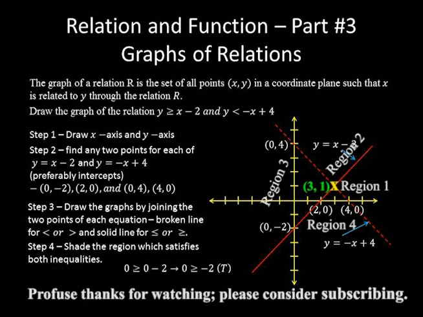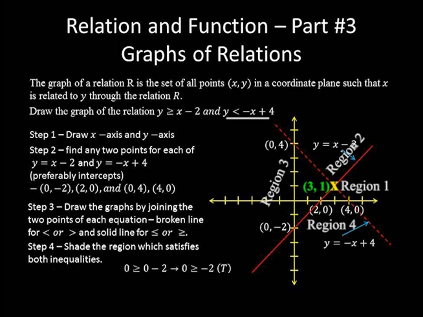The second inequality is y less than negative x plus 4. Substituting 0 in place of y gives us 0 less than, and substituting 0 in place of x gives us, 0 plus 4. This implies 0 less than 4, which is again true. Since both inequalities are true at (0, 0), the region we designated as region 3 is the region containing all ordered pairs that satisfy both inequalities.